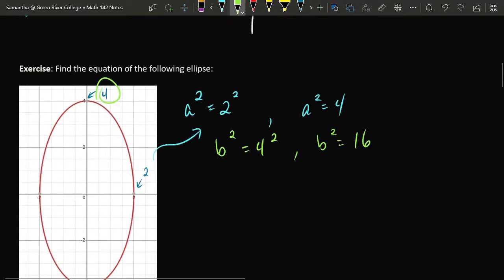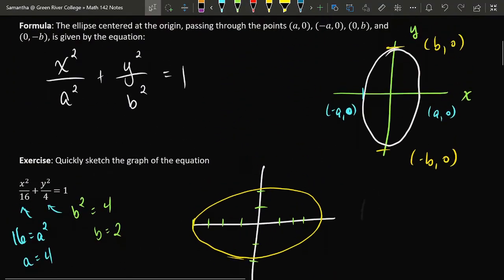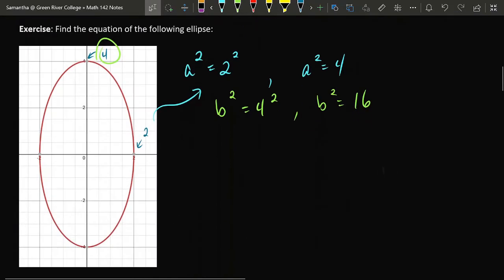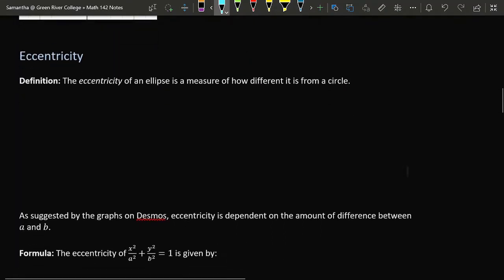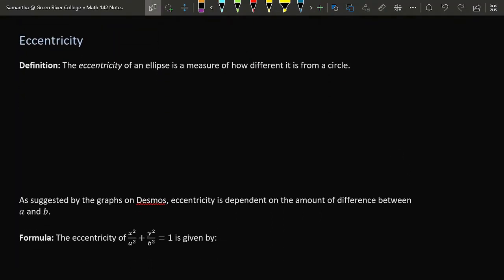So this ellipse, which stretches a little bit further in the y direction than it does in the x direction, correspondingly has the largest number under the y instead of the x. If I divide y squared by a larger number, then y itself has to be bigger in order to make this equation true. Now, ellipses are basically just slightly stretched circles.